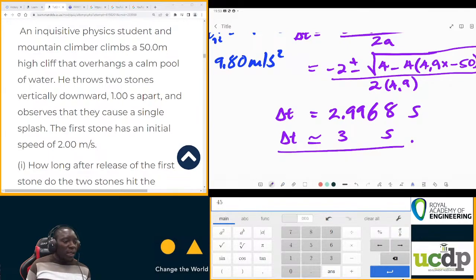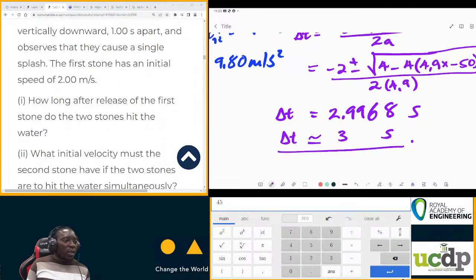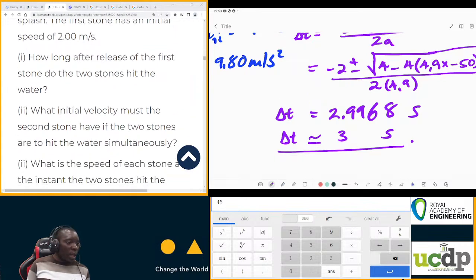So if our time is 3 seconds, this is how long after release of the first stone the two stones will hit the water. So the two stones hit the water 3 seconds after the first stone is released. Then, what initial velocity must the second stone have if the two stones are to hit the water simultaneously?